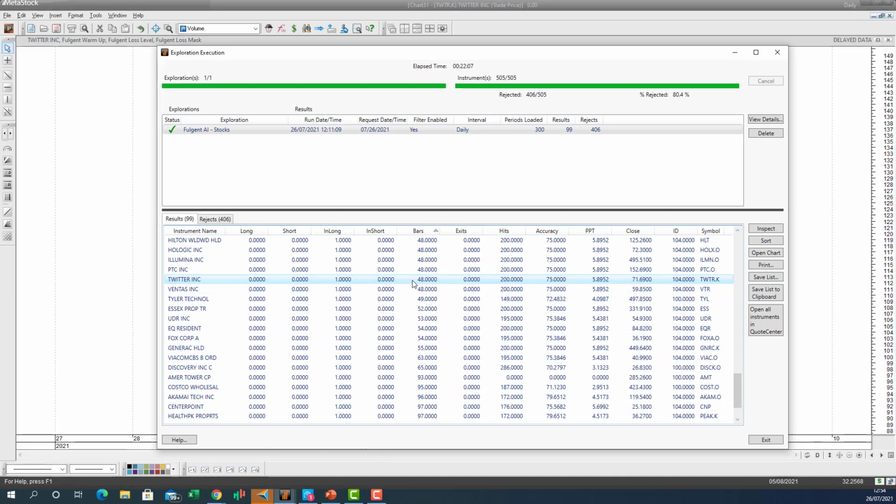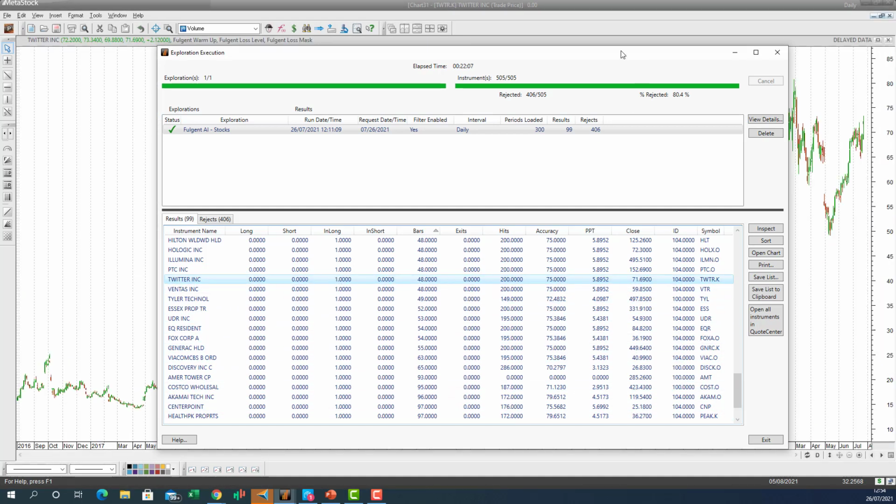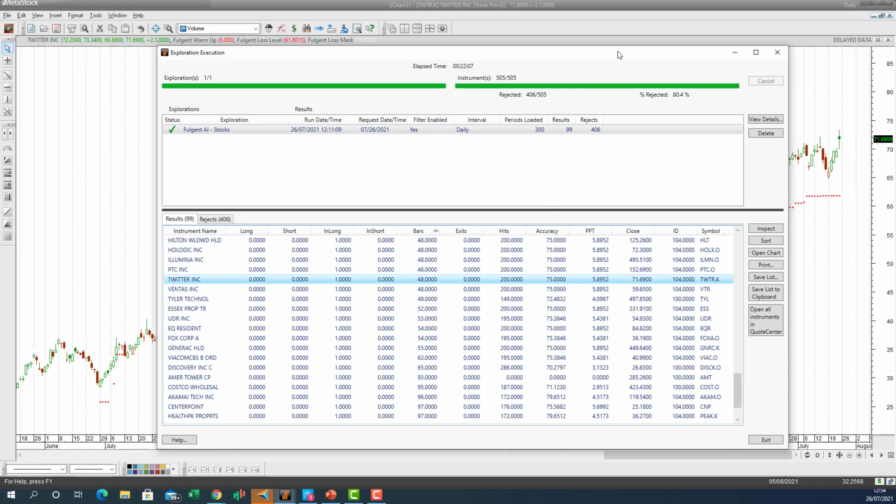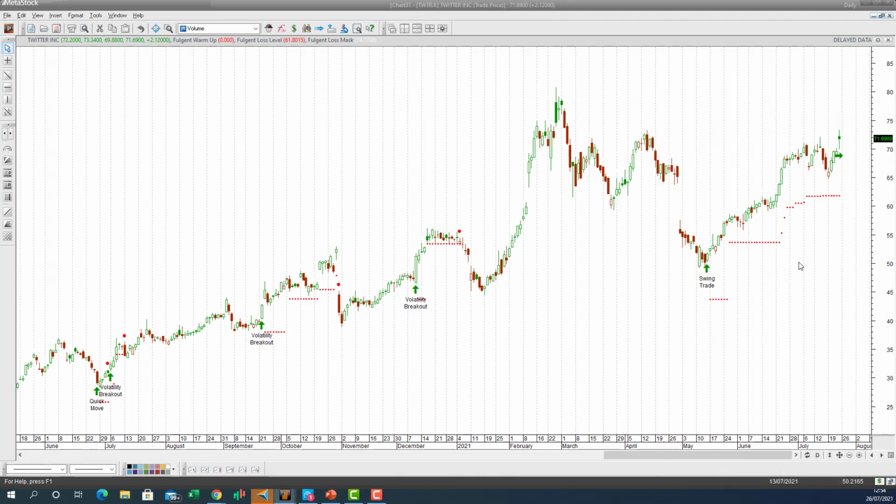Twitter is in a trade for 48 days already. So let's go and review how that trade's been doing. Swing trade, yeah, classic, fantastic swing trade. This one got in there at 52 and is 71 now, still in a long. So fantastic return on that one. Let's go and look at the other one.